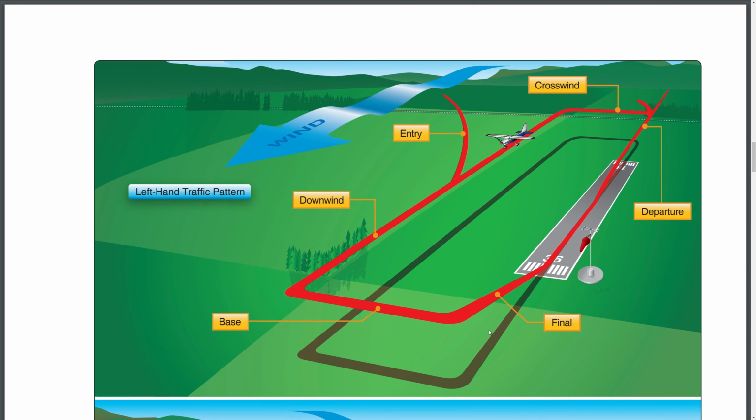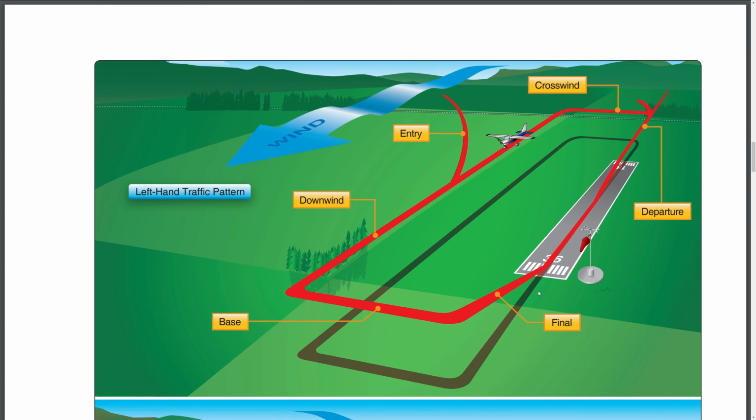Next up we have the final leg. This leg is the last one in the pattern. It is also the most important or critical leg of the traffic pattern, with the sound judgment and the precision required to maintain a steady descent and airspeed. Sometimes you will also hear someone say short final on the radio, which tells us they are on final and very close to the runway, so just before landing.